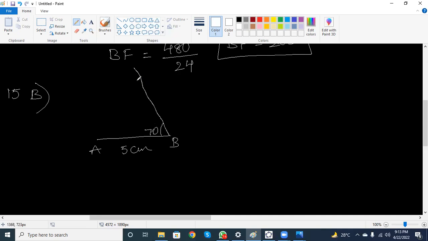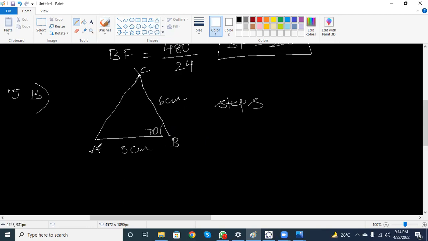Next, BC is 6 centimeters. So measure 6 centimeters and cut an arc. And where the arc and line are meeting, name it as C. So this BC, 6 centimeters. Then join AC. So this is our required triangle. In the same way with the ruler and protractor, you need to construct this. And also you need to mention the steps.